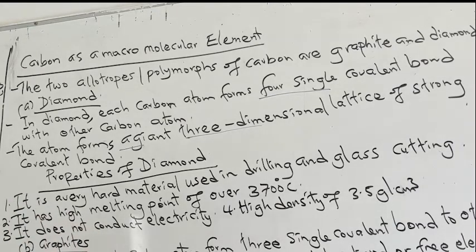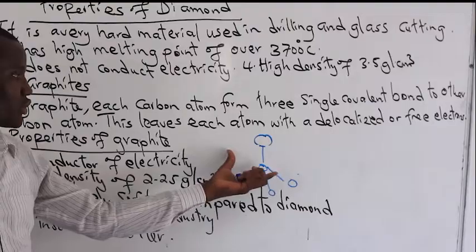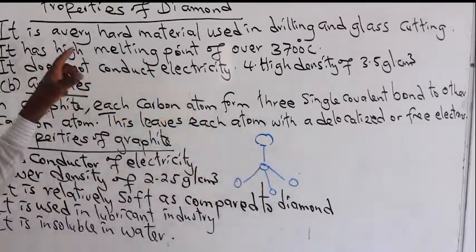So we can see this structure. So we have 1, 2, 3, 4. These are 4 strong covalent bonds which are formed. So in this kind of bond, we form what is called a diamond.